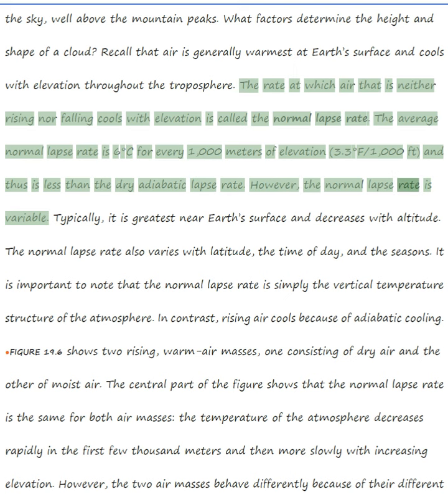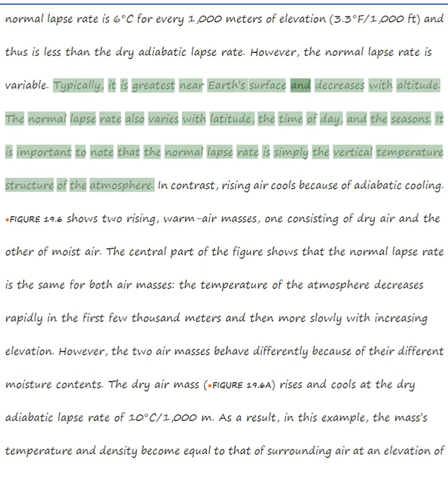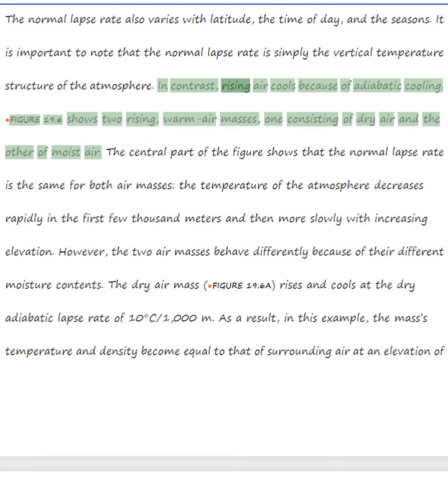However, the normal lapse rate is variable. Typically, it is greatest near Earth's surface and decreases with altitude. The normal lapse rate also varies with latitude, the time of day, and the seasons. It is important to note that the normal lapse rate is simply the vertical temperature structure of the atmosphere. In contrast, rising air cools because of adiabatic cooling.